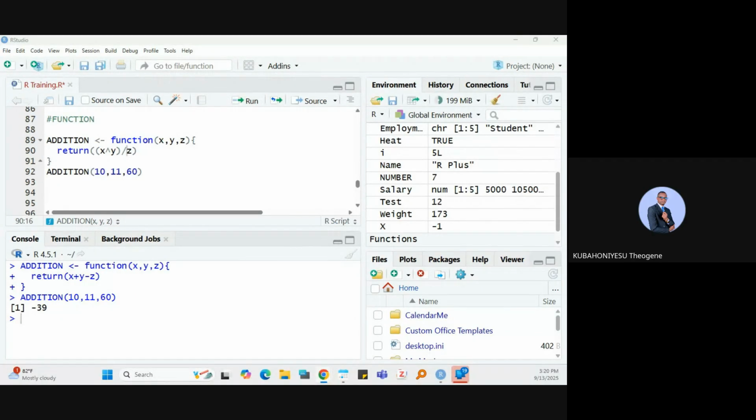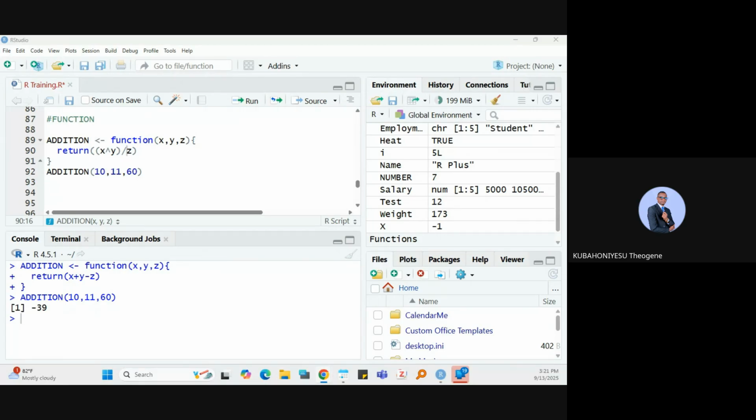The first number is X. The second number is Y. The third one? That is what you have to be careful about, because the function has what we call entries or items. How many items? 3 items. So you have X, you have Y, you have Z. So you have to give 3 items.